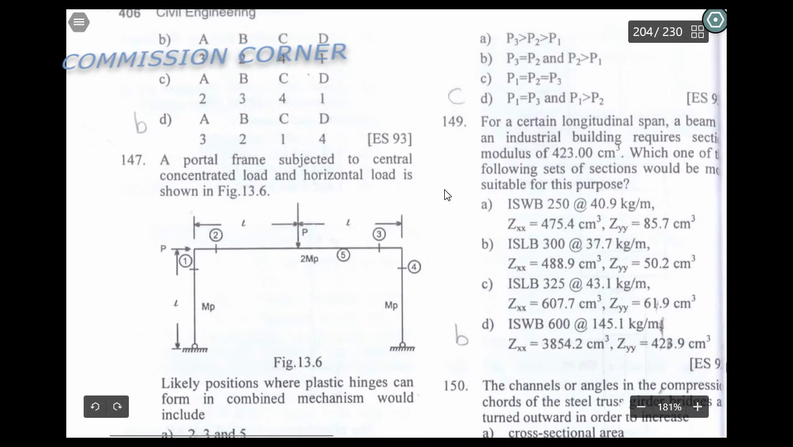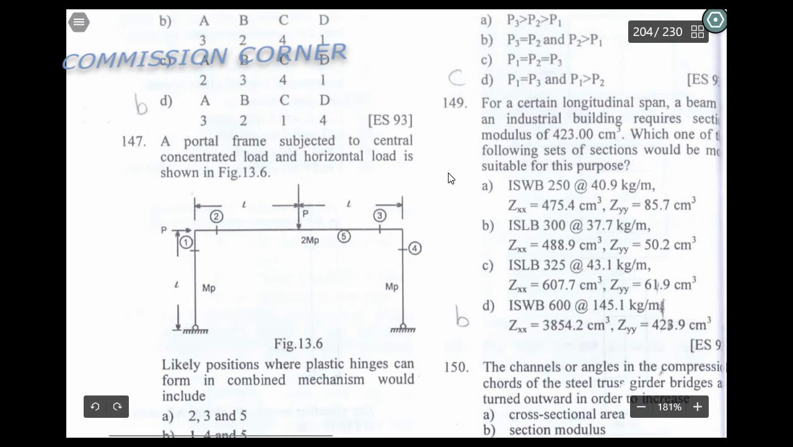Next question. For a certain longitudinal span, a beam in an industrial building requires section modulus of 423 centimeter cube. Which of the following sets of section would be more suitable for this purpose?